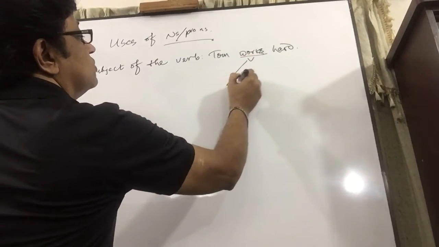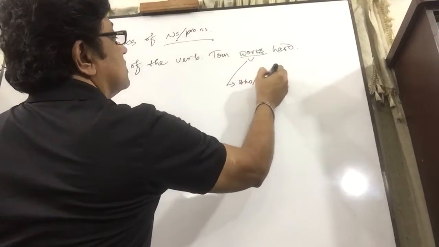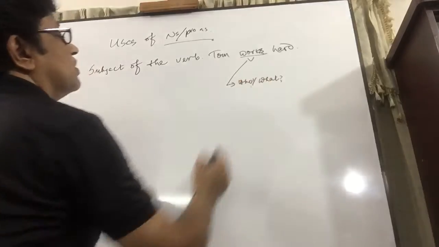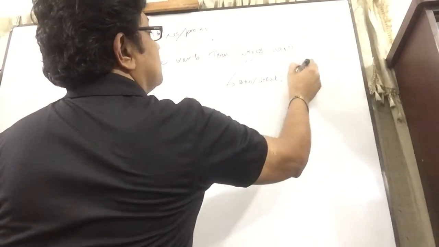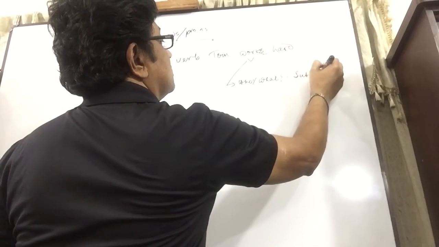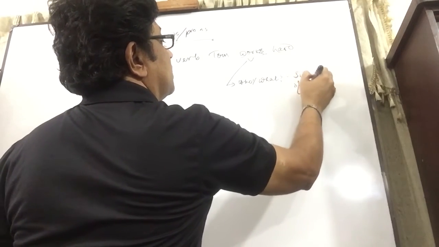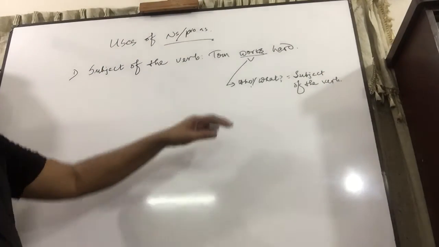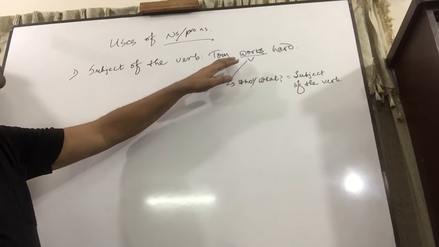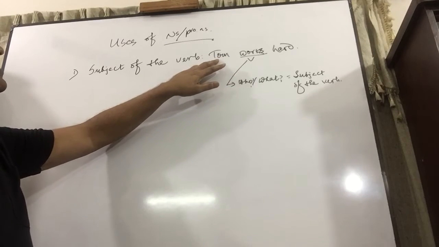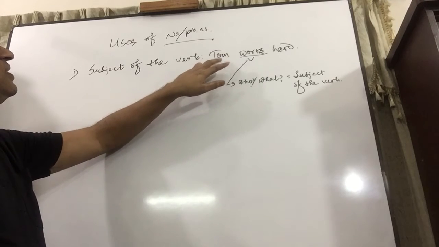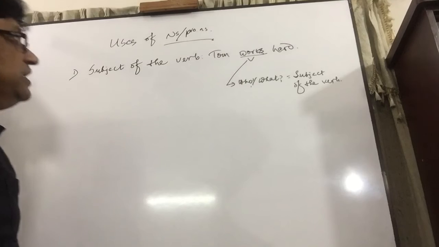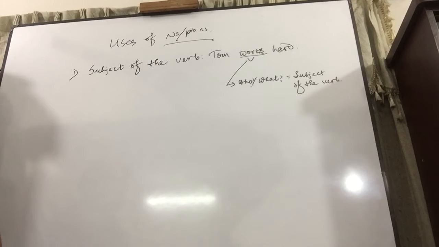And then, how can you find the subject of the verb? If you ask the verb who or what, the answer to the question of who or what comes as the subject. If the subject is a person, you ask the verb who. Or else, if there is no person as the subject, then you can ask what.